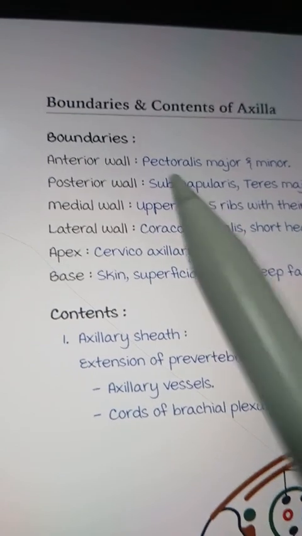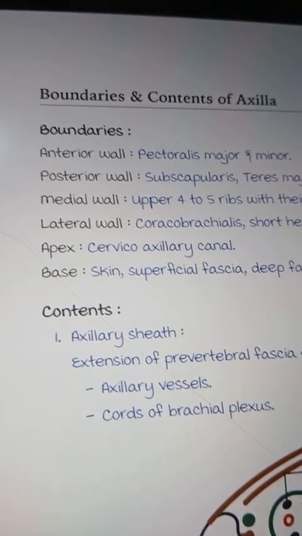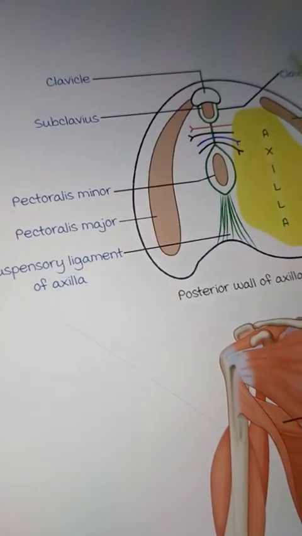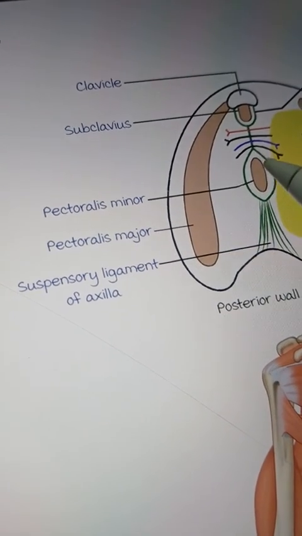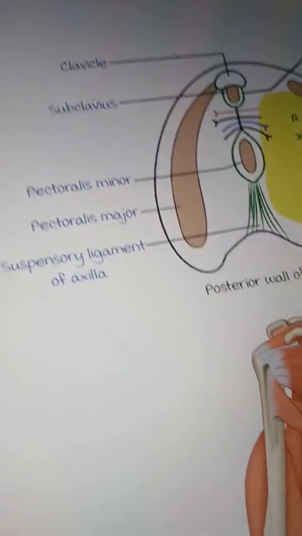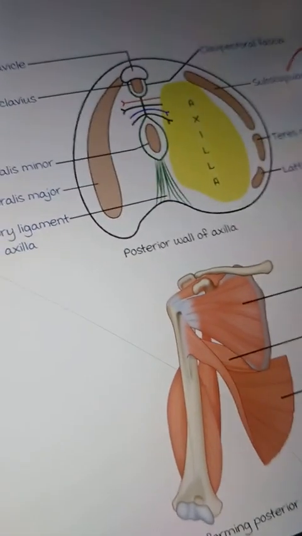So, boundaries of the axilla. Anterior wall: pectoralis major and minor. As you can see, this diagram shows the anterior wall. Here you can see the anterior wall, pectoralis minor and pectoralis major. That's the first thing, the anterior wall.